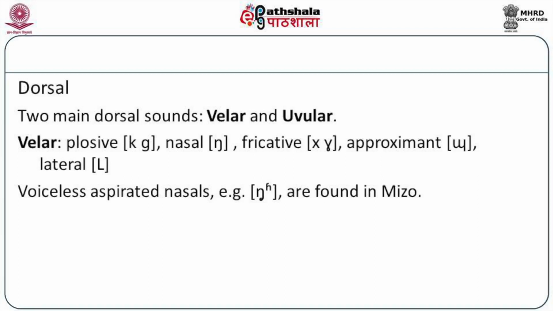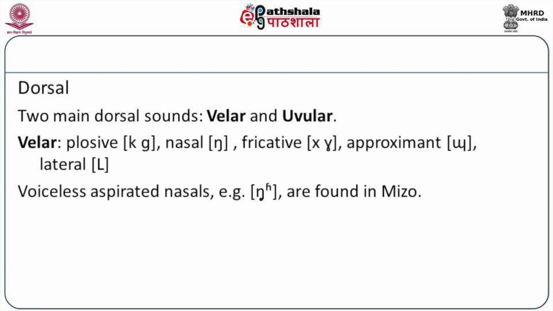The third group of places of articulation is known as the dorsal place of articulation. These are mainly two, namely velar and uvular. Now we have velar sounds, we have plosives, very commonly found in languages. Almost all languages have at least k or g. Then we have nasals, ng, widely found in most languages.